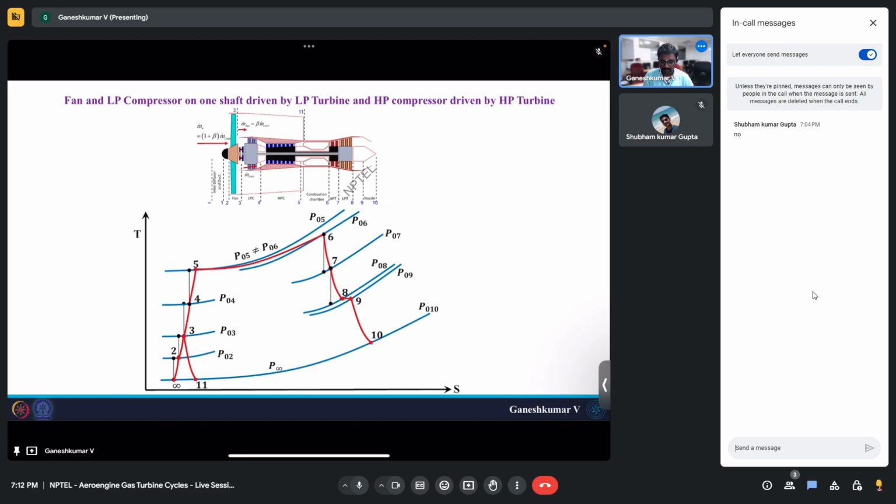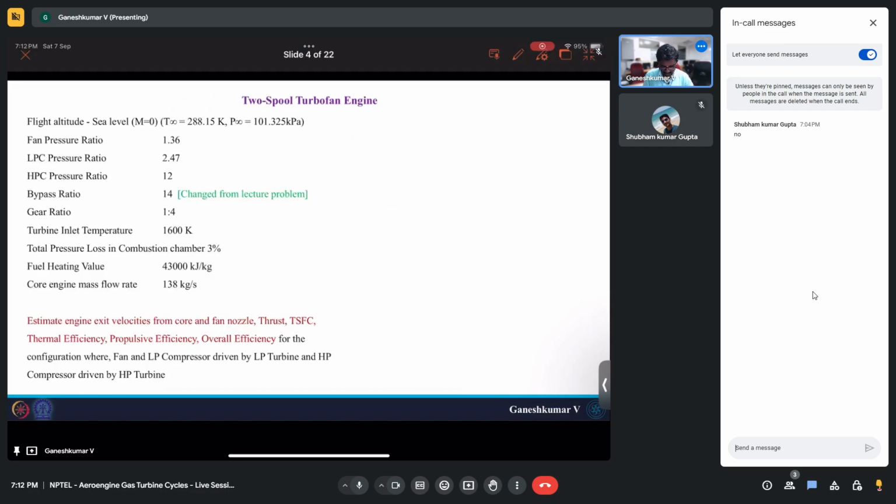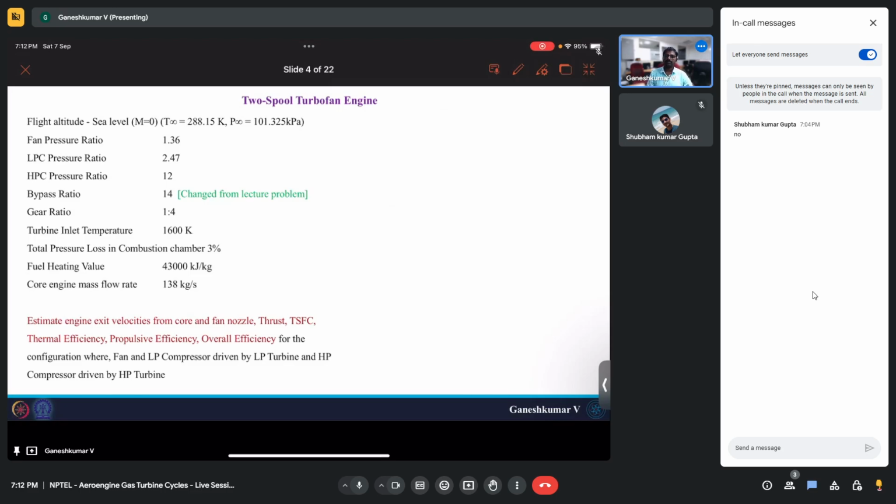The question that we have here is a turbofan engine question which we already solved in the week 6 lecture. For this configuration, the fan and low pressure compressor are connected to the low pressure turbine and the high pressure compressor is connected to the high pressure turbine. This is the numerical that we solved in week 6. The only change is the bypass ratio. We solved it for 9. Now we are going to solve it for 14.